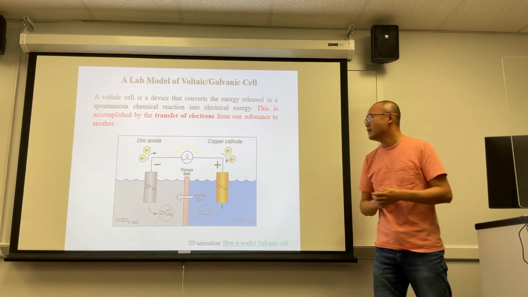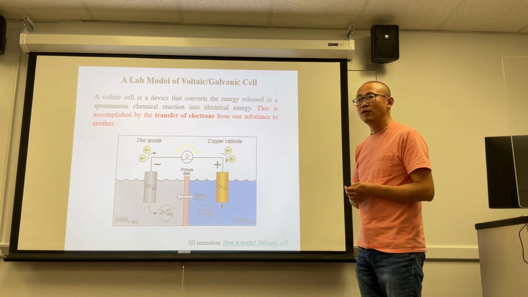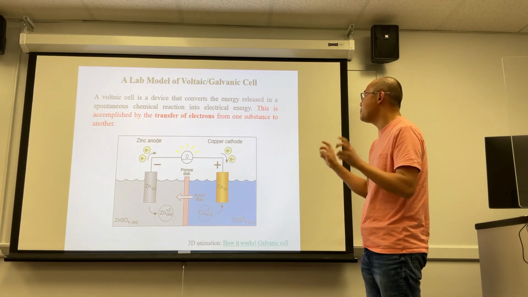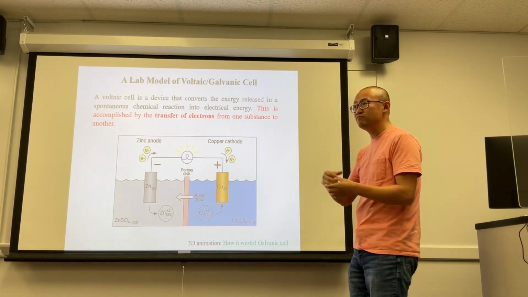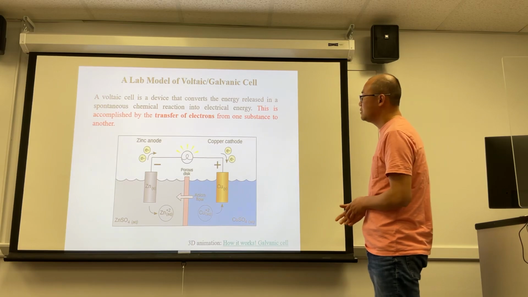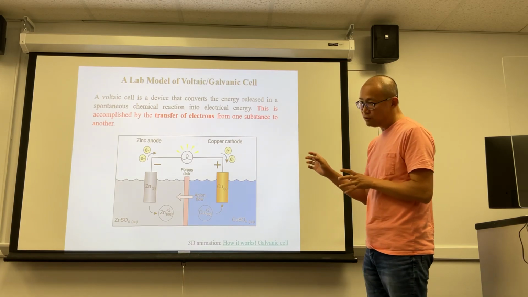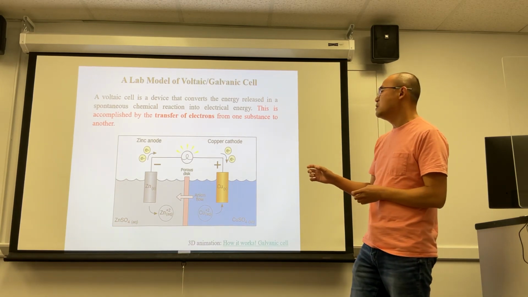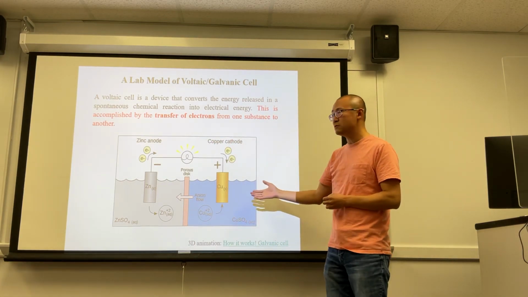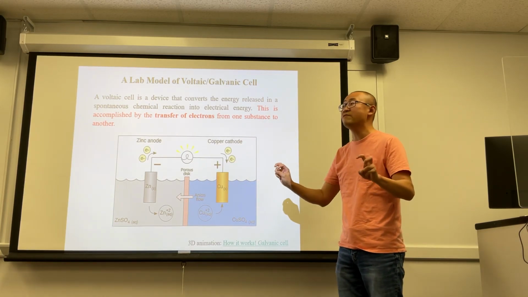So with that, let's take a look at a lab scale or lab model of the voltaic cell or galvanic cell. Again, I call it a voltaic cell most of the time. The voltaic cell is the basic unit of a battery. It has all the ability of a battery, but it's a small unit that converts chemical reaction energy into electricity. And the chemical reaction that creates electricity is called a spontaneous chemical reaction. Spontaneous means the reaction will happen without any external driving force.